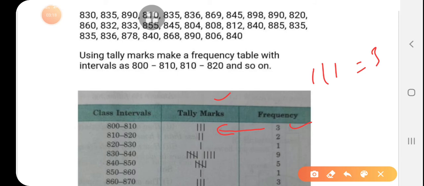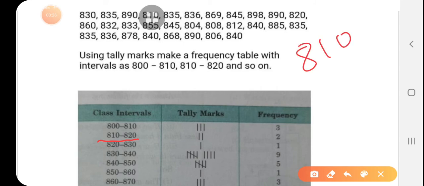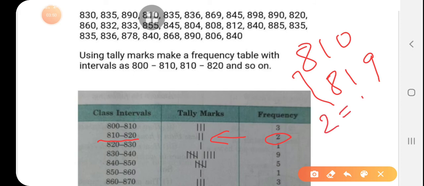The next interval is 810 to 820. Just see here, the lower limit is 810. So you should start counting from 810 to 819, not crossing the upper limit. Between these, you will get two numbers. So 2 is the frequency. Just make the tally marks for 2. The number is 2 and the tally marks are denoted by two lines. So this is the process.